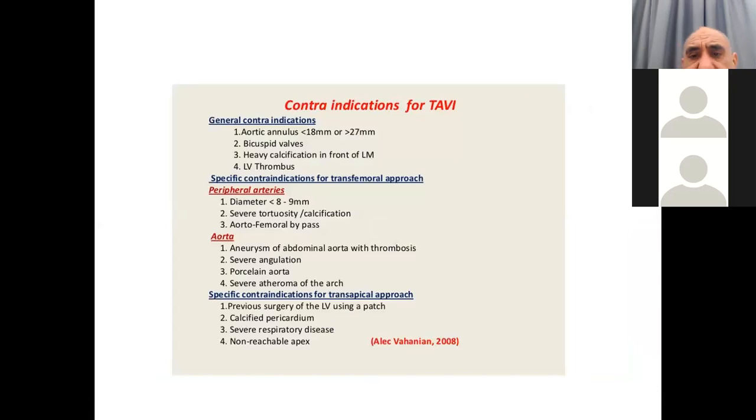Nowadays, TAVI is the mainstay of treatment for any severe aortic stenosis, but sometimes there are contraindications for TAVI, including bicuspid aortic valve, or if the access to the femoral arteries or to the aorta is not accessible for the TAVI procedure. The TAVI usually is done from a femoral approach in 90% of cases. In only 10% of cases, it is done by a transapical approach, but in that instance, it needs the surgeon to intervene.